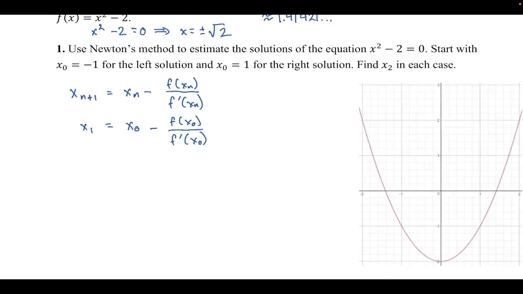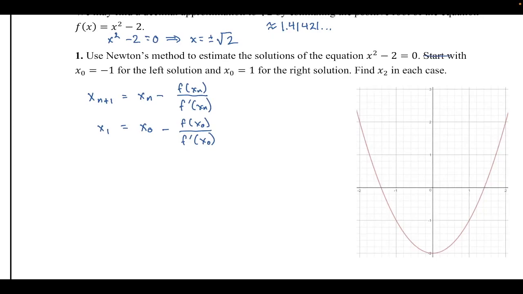Let's see, it says to start with x sub 0 equal to minus 1 for the left solution. Let's skip that right there. Our goal is just, again, to find the positive root. So we're really just going to need to do the second part. That is to say, we are going to take an initial guess of x sub 0, and we're going to iterate a few times to find an approximation.